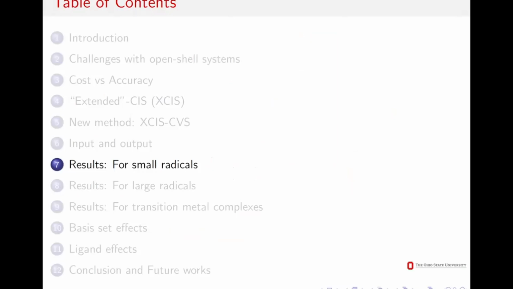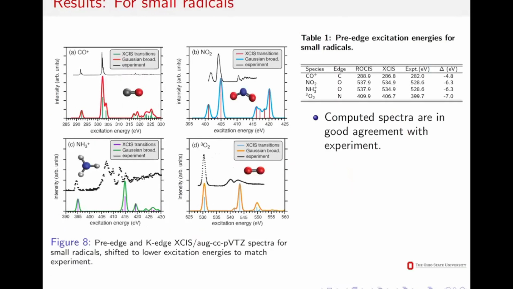Let's talk about the results for small molecules, small radicals. Here I computed four radicals: the carbon monoxide radical, the NO2 radical, the NH3 radical, and the triplet O2. For carbon monoxide, if you look at this table, I calculated the carbon KH. For NO2, the oxygen one. Sorry, there's a typo. For NH3, I actually computed the nitrogen edge.